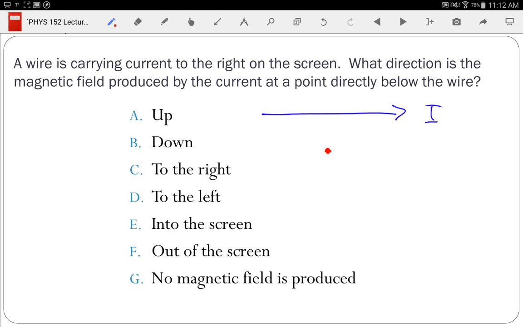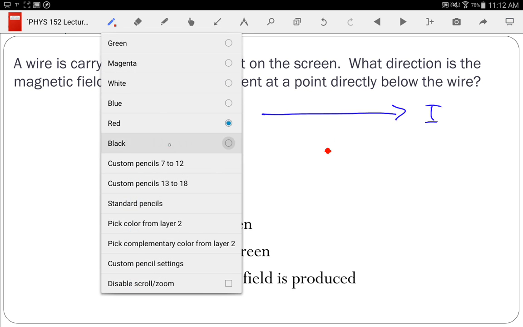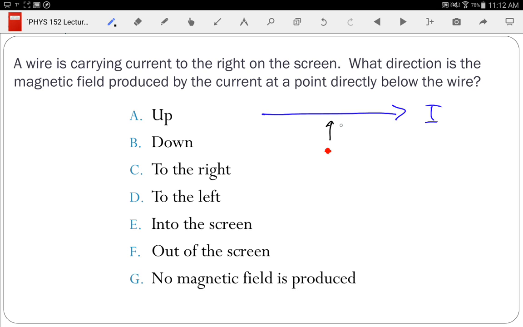So I will even label the answers. That's A, that's B, that's C, that's D, that's E, and that's F. And of course, G is none of the above.